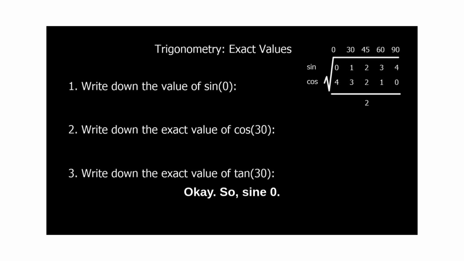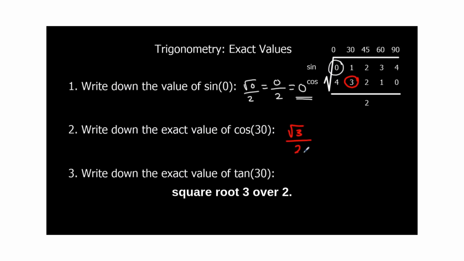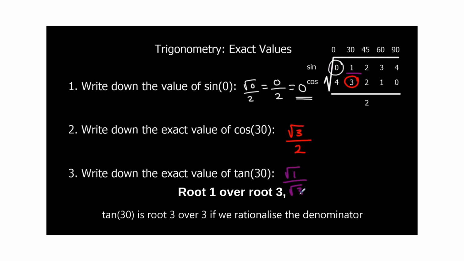Okay, so sine 0. So we've got sine and 0. That's here. So it's root 0 over 2, which is 0 over 2, which is 0. Cos 30. Cos 30, square root 3 over 2. We can't simplify it, so that's how we leave it. And tan 30. 30 is here. Root 1 over root 3, which is 1 over root 3.